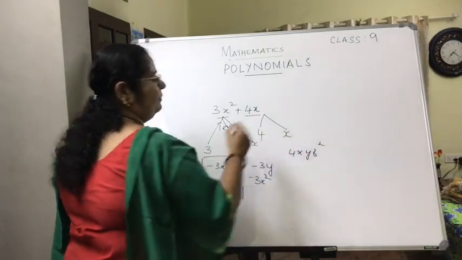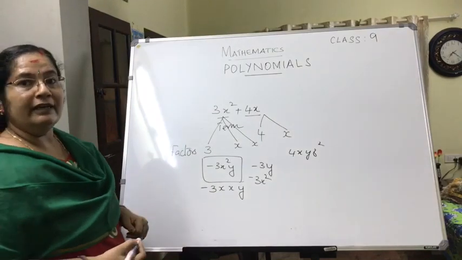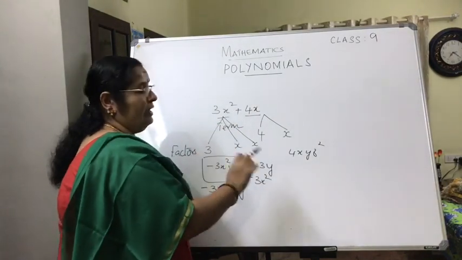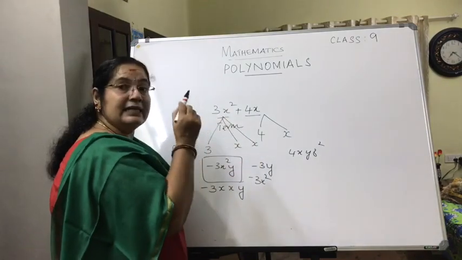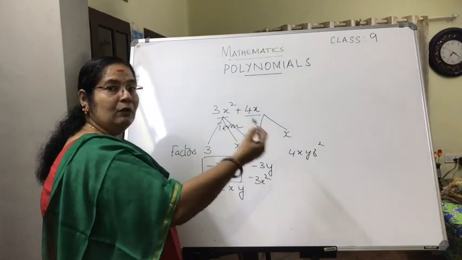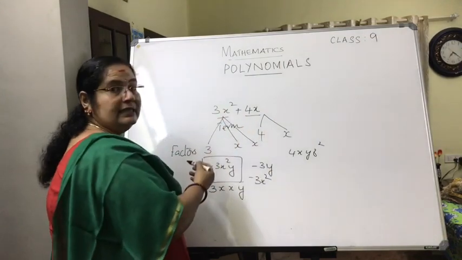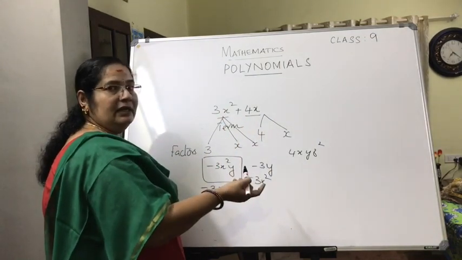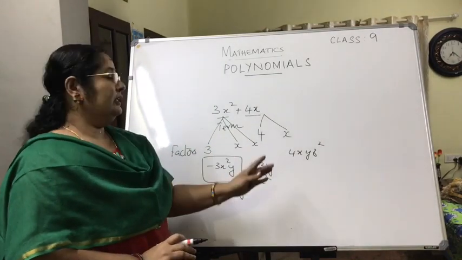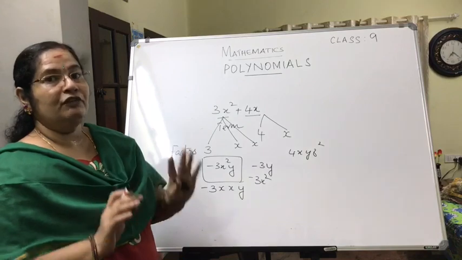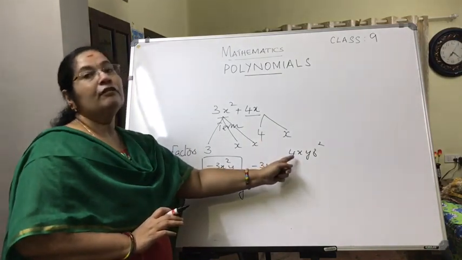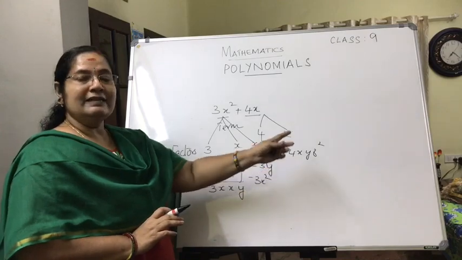4xyz square. What is the coefficient of y here? Coefficient of y means all the other factors other than y. So it will be 4xz square. What is the coefficient of z square? 4xy. What is the coefficient of x? 4yz square. And what is the coefficient of the term 4xyz square? There it means the numerical coefficient. So what is that? 4. So that is regarding the coefficient.